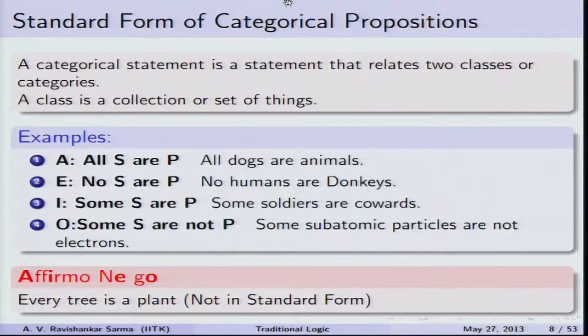So with this, suppose you have forgotten which one is affirmative and which one is negative, then you can use this mnemonic to find out: A and I propositions are affirmative and E and O propositions are negative. So what do we do with these categorical propositions? A categorical proposition is a proposition which links categories.